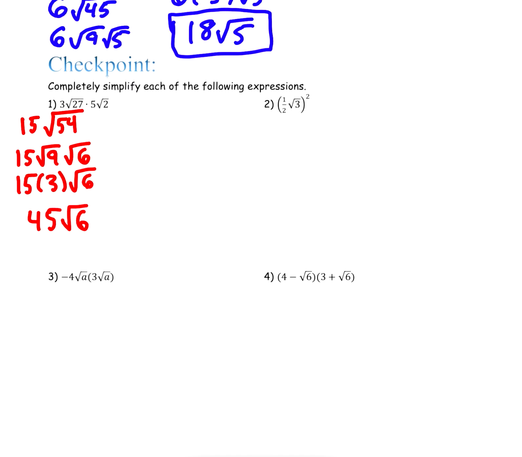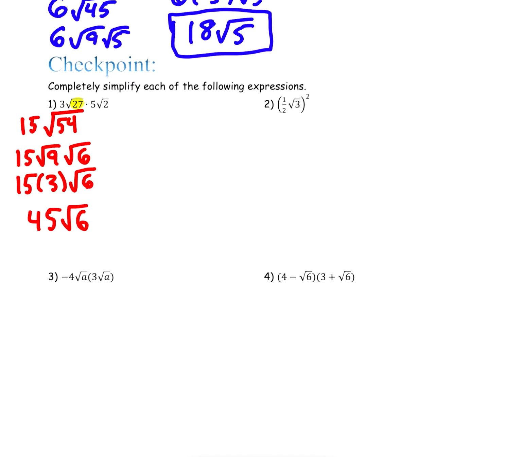And if you wanted to, you could have broken down that 27 first into radical 9 radical 3 and simplified that radical first. It doesn't matter. Sometimes it's easier to simplify first. Sometimes it's easier to simplify at the end. And you would get the same answer either way.